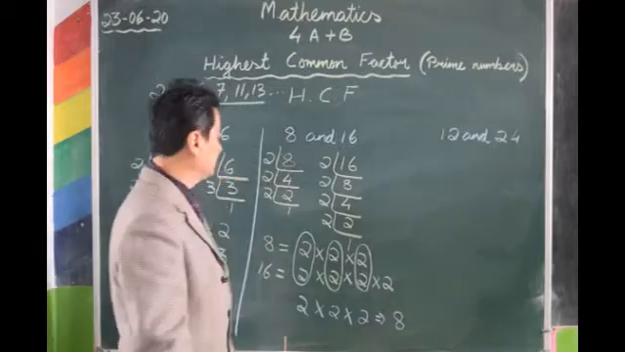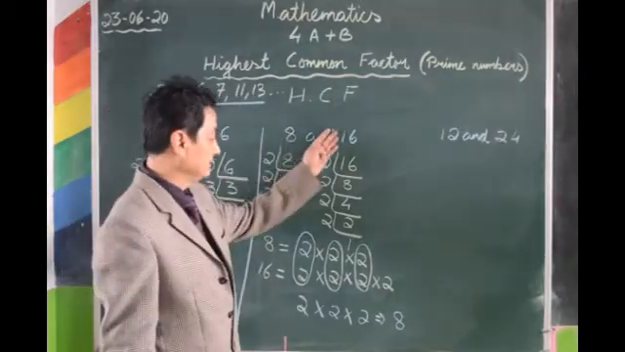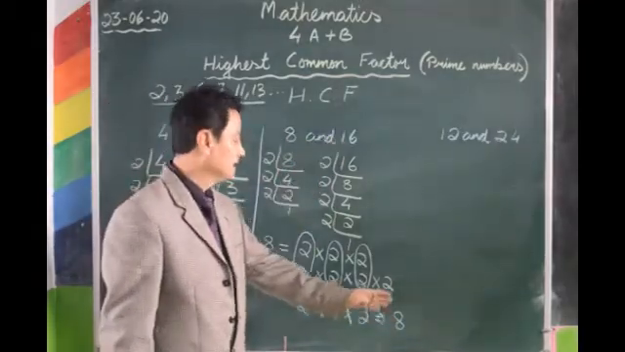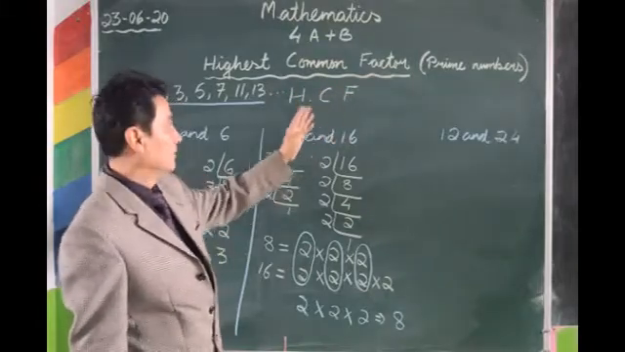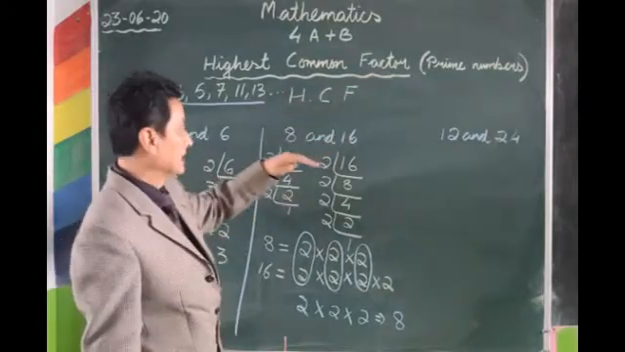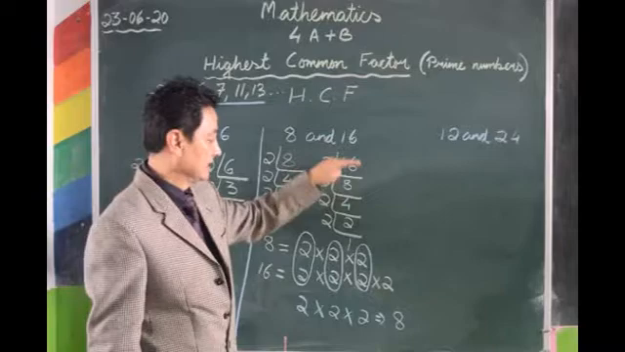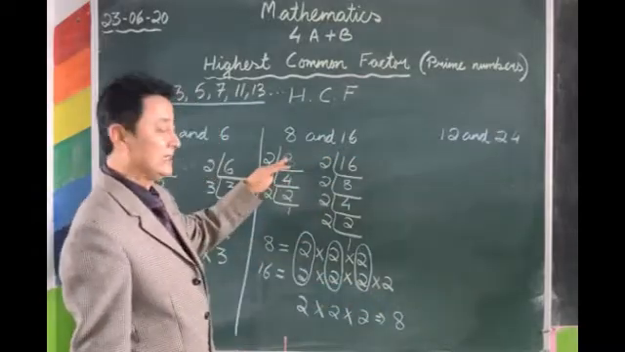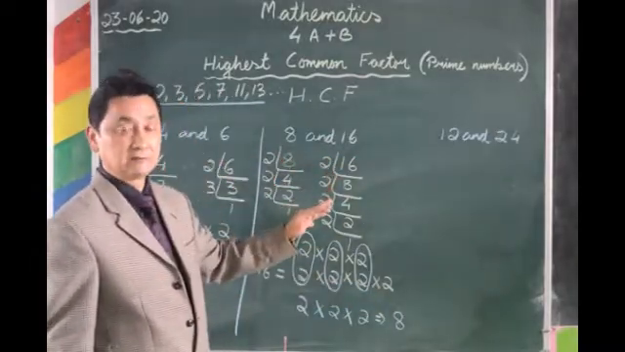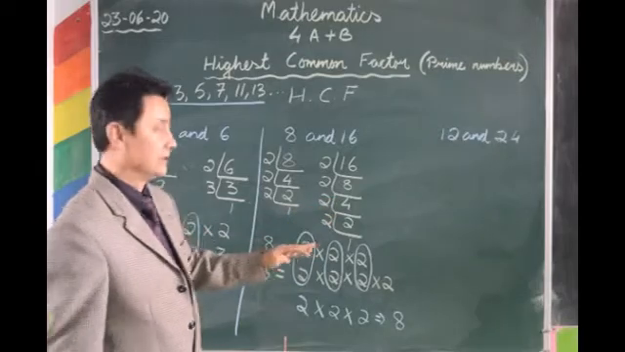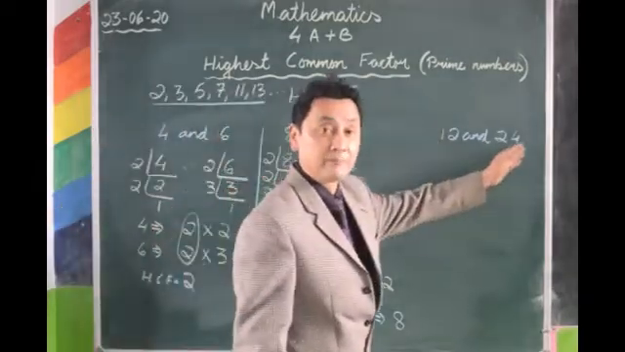So what is the HCF of 8 and 16? It is 8. 8 is the highest common factor, or the biggest common factor that will go into 8 and 16. 8 will go into 8 one time, 8 will go into 16 2 times. Are you understanding? Good. So what is the first step?